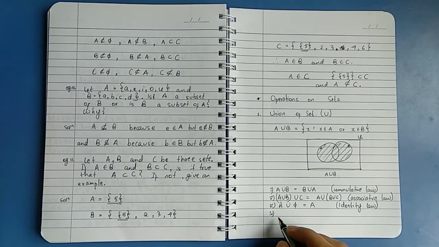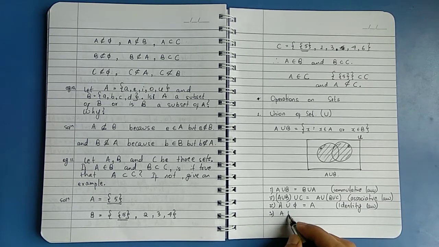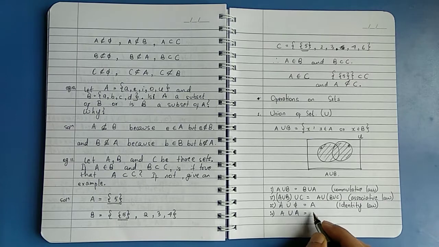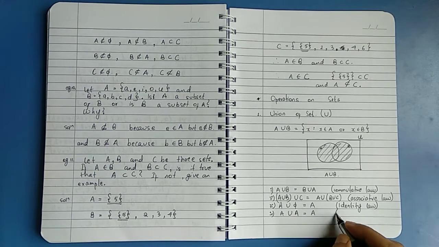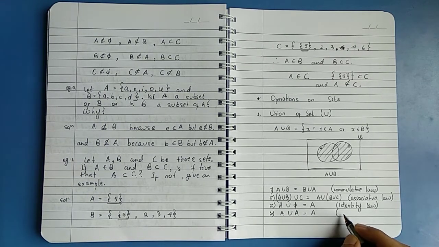Fourth, A union with A, you will get back A, because the elements that are present in A and A, if you take them together, you will get back the same elements that are there in A. This is called the idempotent law.